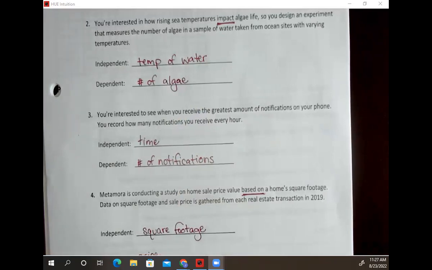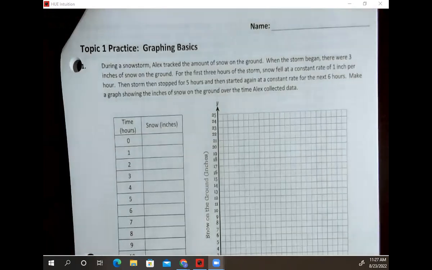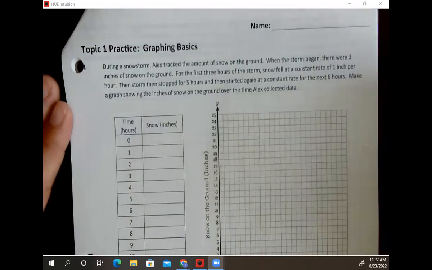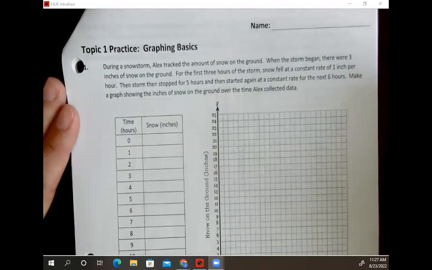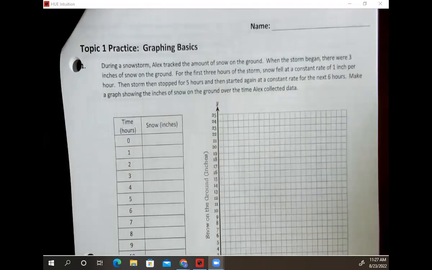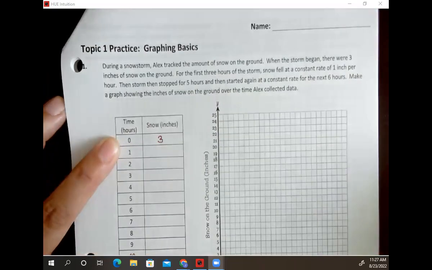Okay. We're going to hop over page 6 for right now, and I want you to meet me on page 7. So on page 7, we're going to take those couple things we've talked about so far today and put them together. During a snowstorm, Alex tracked the amount of snow on the ground. When the storm began, there were 3 inches of snow on the ground. So we already have 3 inches of snow from yesterday or last week or something. So at the beginning, we've got 3 inches of snow.